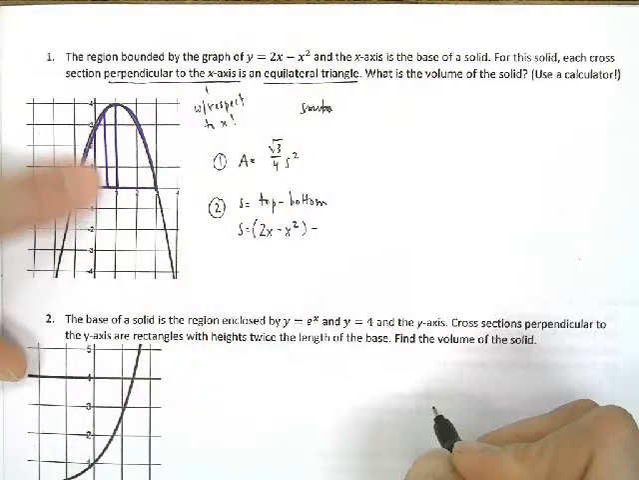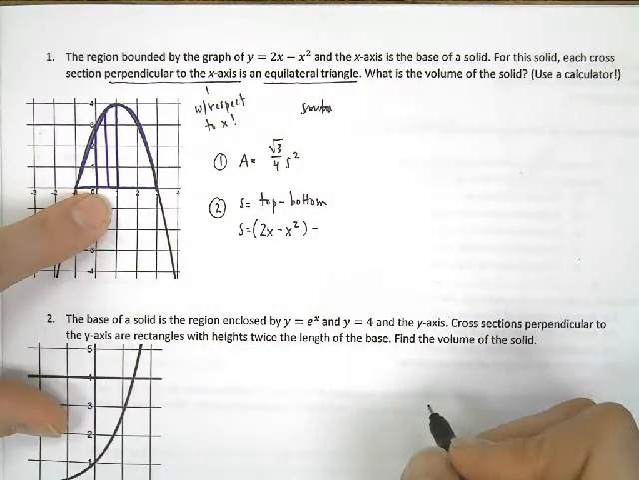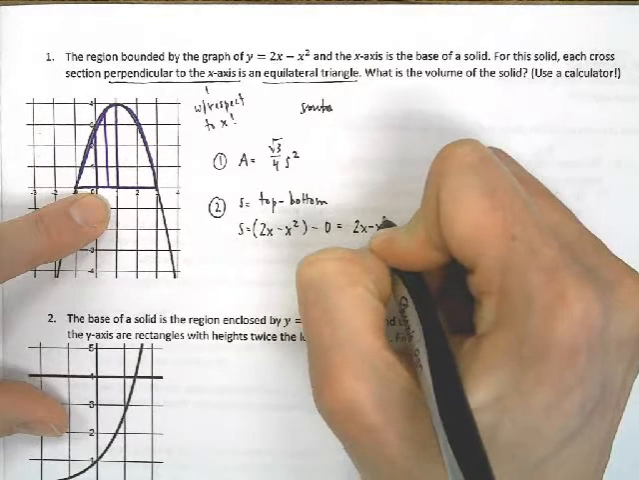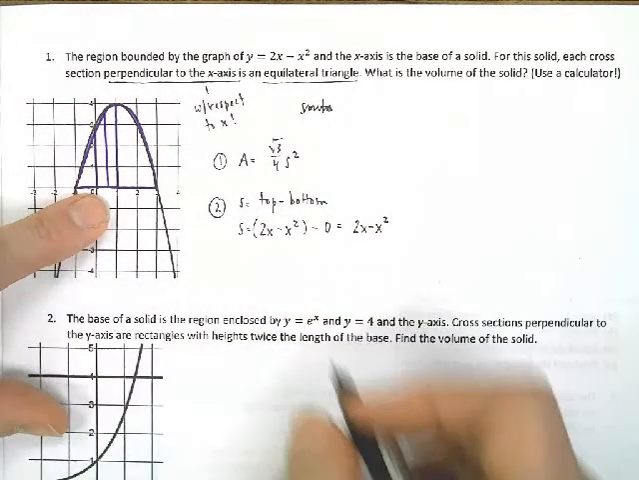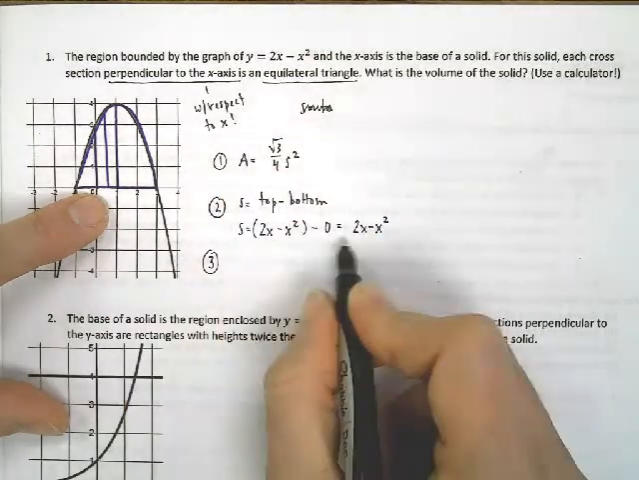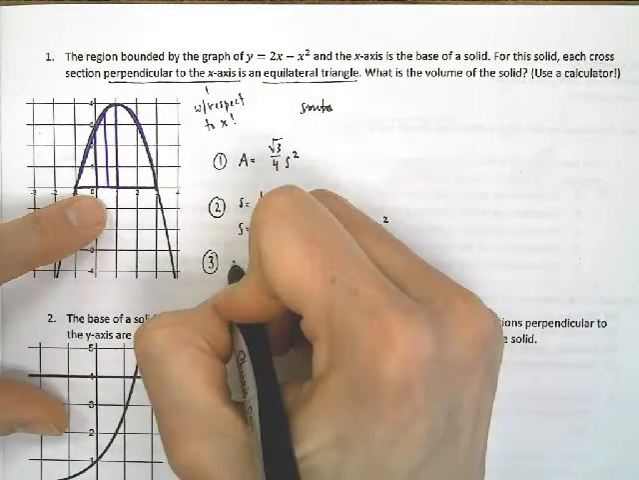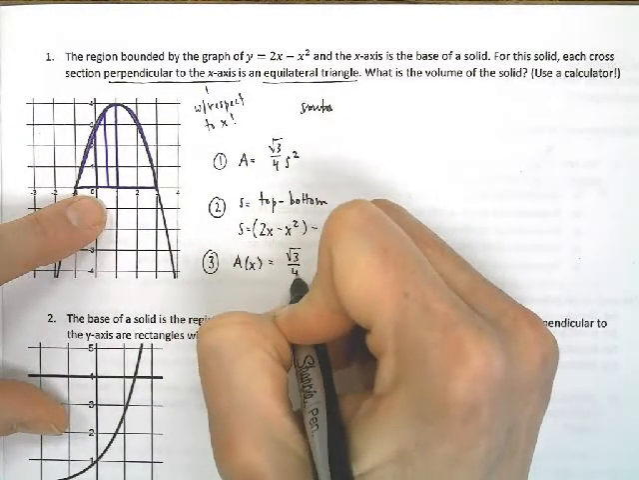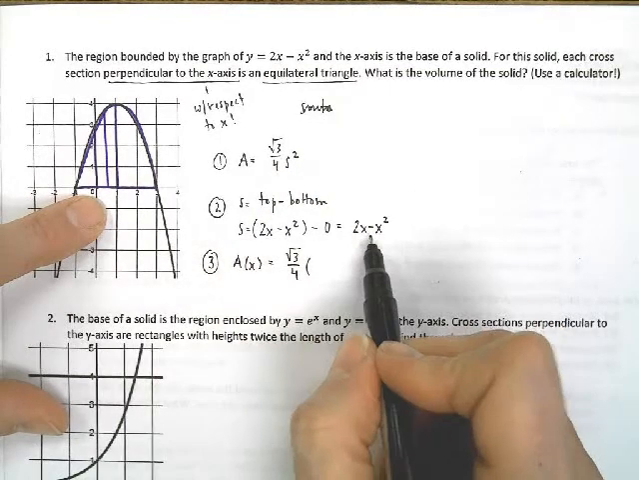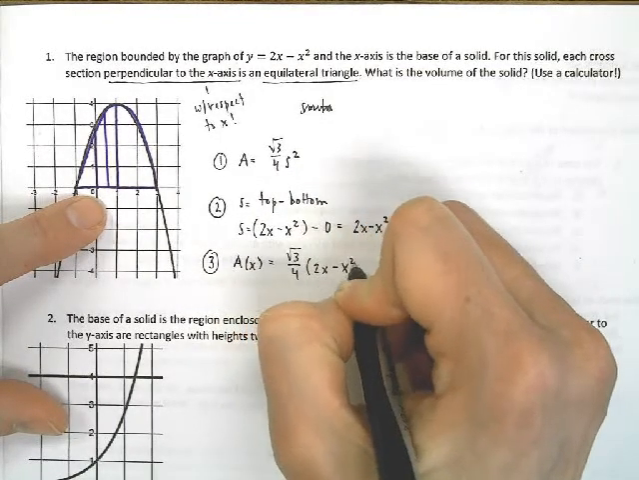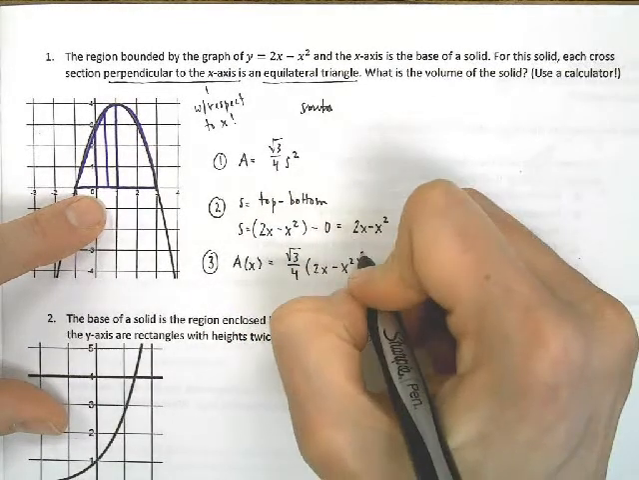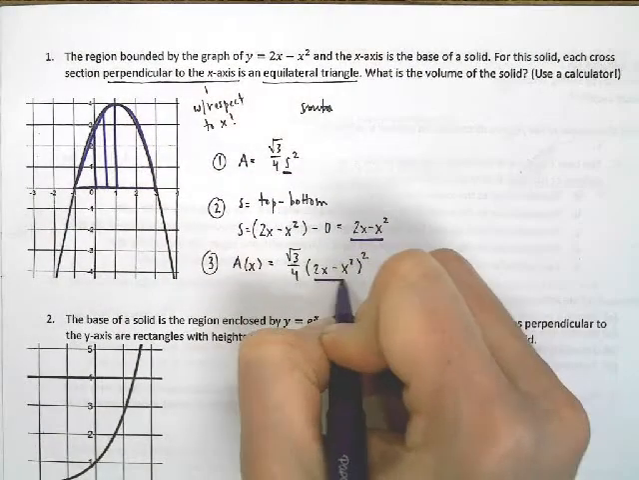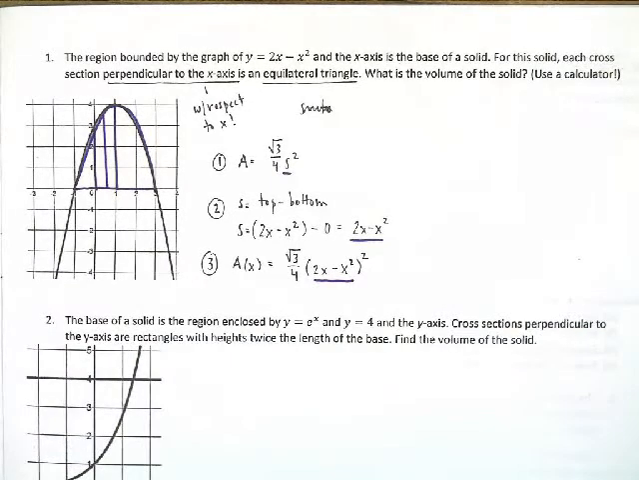That's my top. Well, my bottom is just the x-axis, so y equals 0. So my s is just 2x minus x squared. Now that I know what s is in terms of x, I can write my area formula in terms of x. So area in terms of x, I still have root 3 over 4, but now s gets replaced with 2x minus x squared. And then we're going to square that side length. Again, s just got replaced by this value here. The rest of the formula stays the same.